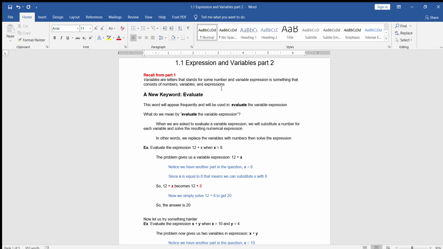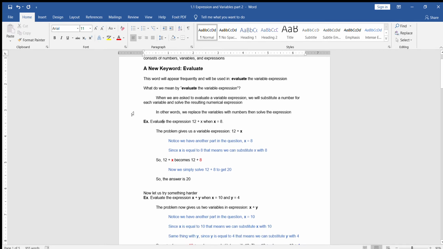Probably you did questions like evaluate the expression 6 plus 2, and then you just add 6 plus 2. But what does evaluate mean in the context of evaluating a variable expression? Well, we basically solve the expression, but it has an extra step. The extra step is we substitute a number for each variable in the expression. Here's an example. Evaluate the expression 12 plus x when x is equal to 8.